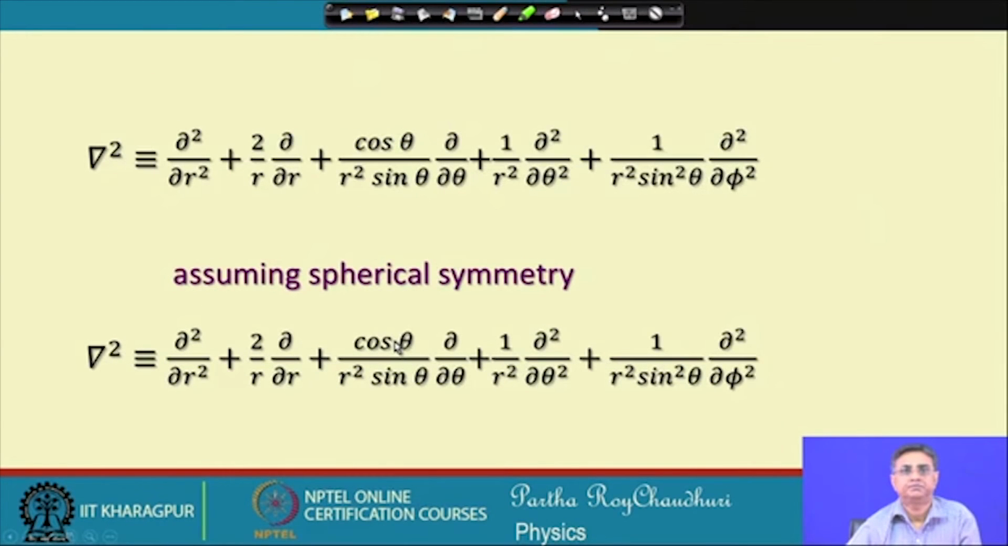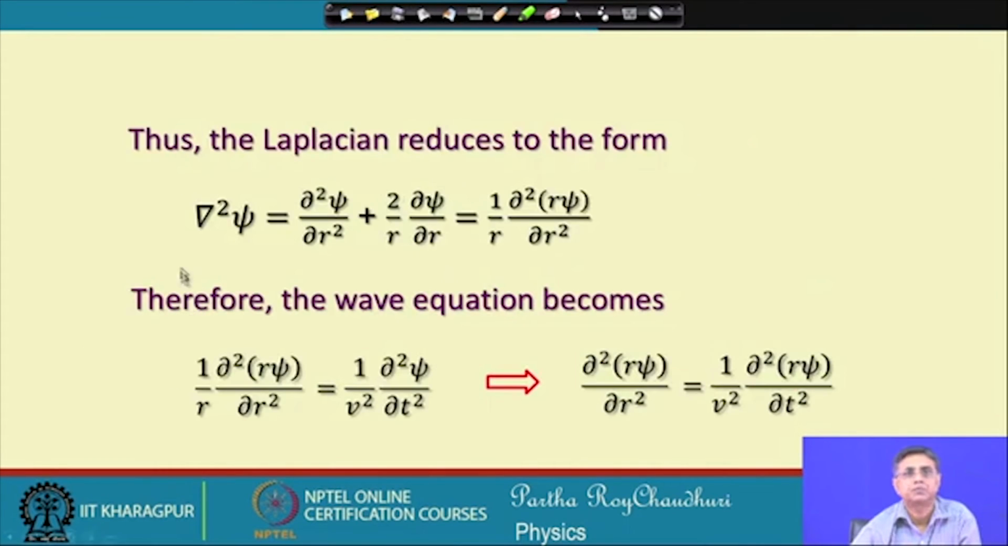So, for a wave which is spherically symmetric, that is, there is no dependence on the angular part, we can remove these three terms from the Laplacian. So, the Laplacian simplifies to this form, that is, del square del r square plus 2 upon r del del r. We will use this reduced Laplacian to solve the wave equation in the spherical geometry.